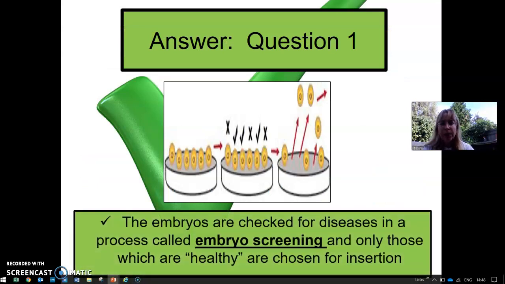Okay, so for the first question, we need to choose the embryos because we screen them and we choose only the healthiest embryos possible for insertion. One of the controversies or ethics around IVF is that more specific details of the embryo are chosen, such as the sex or potentially the hair color. Now, that is not ethical and not allowed. So these labs that undergo IVF are very, very carefully regulated.